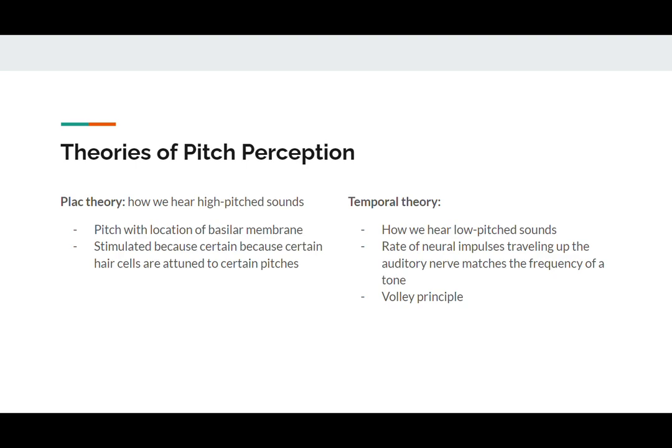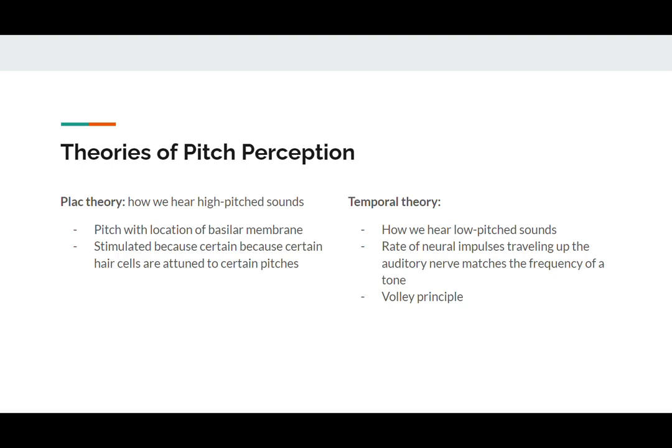These two theories explain why we hear low and high-pitched tones, but what about those mid-tones? The volley principle explains that since neurons cannot fire more than 1,000 times per second, some neurons alternate firing. These neurons then fire in succession so fast that they create a combined frequency above 1,000 waves per second.